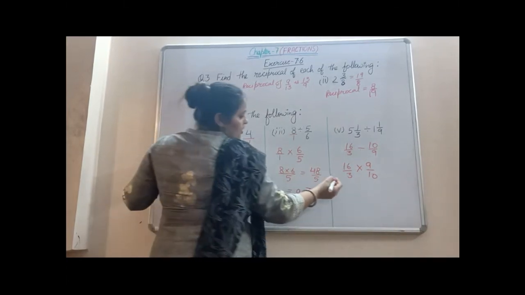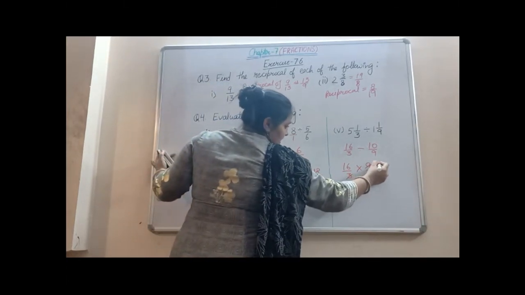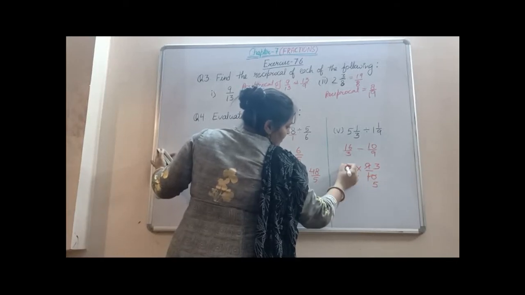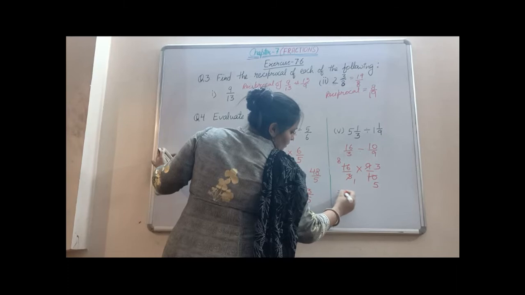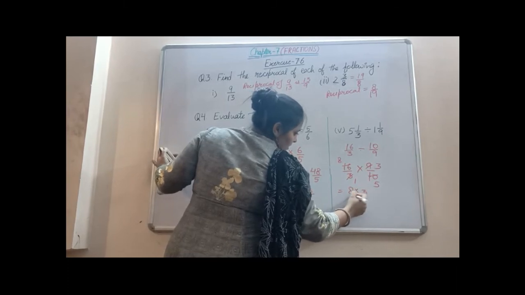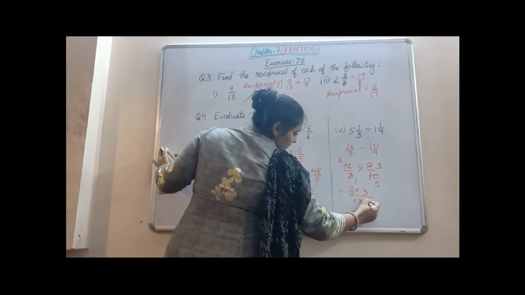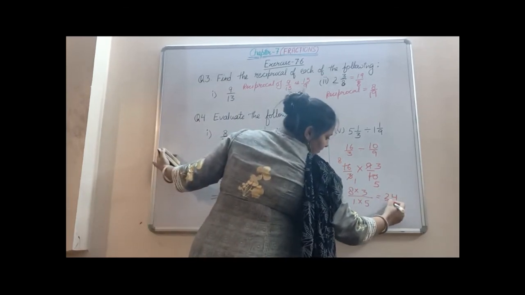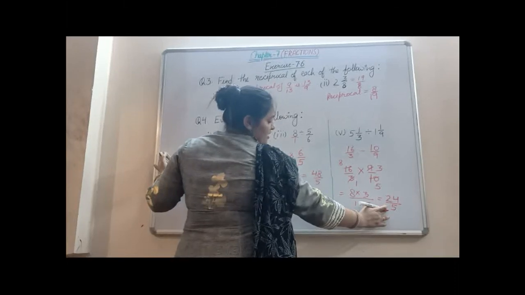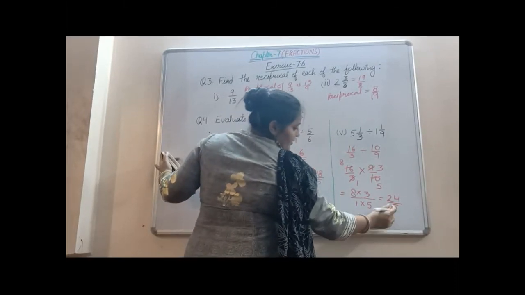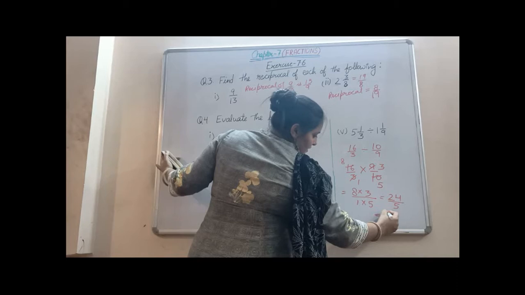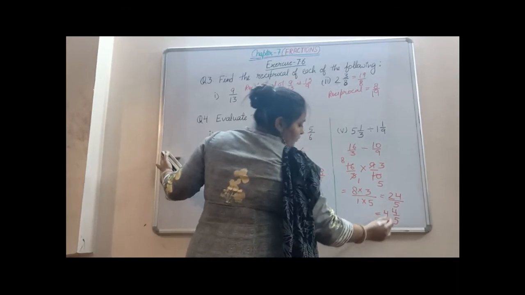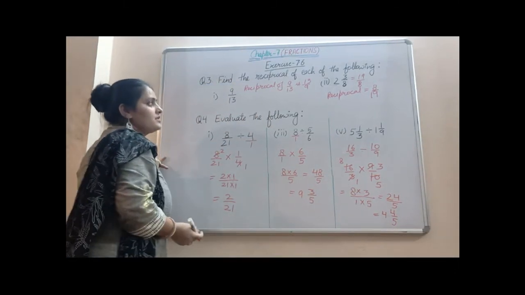Now we can cut out the common factor. 3 1s are 3, 3 3s are 9, and this will be cut by 2, 2 5s are 10, 2 8s are 16. So 8 into 3 divided by 1 into 5. So this will be 24 by 5. So this is an improper fraction, converting into mixed form. 5 4s are 20, 4 by 5. So this will be our answer.